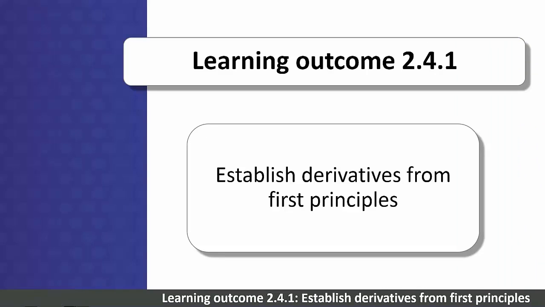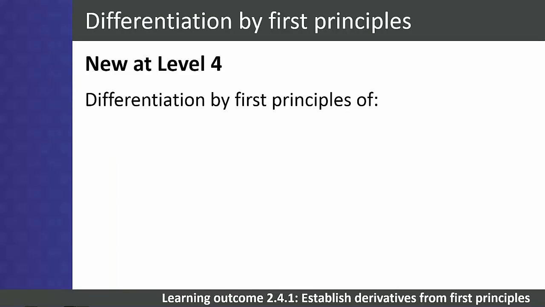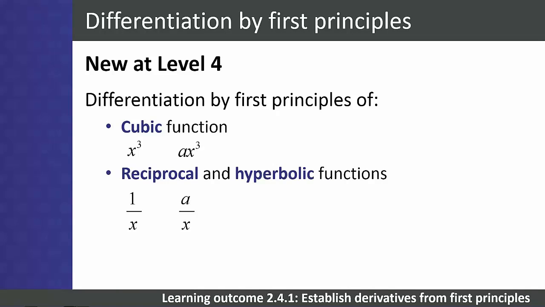Learning Outcome 2.4.1. Establish derivatives from first principles. Students first encountered differentiation from first principles in Level 3. In Level 4, students need to apply first principles to find the derivative of some more complex functions, including the cubic function, as well as the reciprocal function and the hyperbolic function.